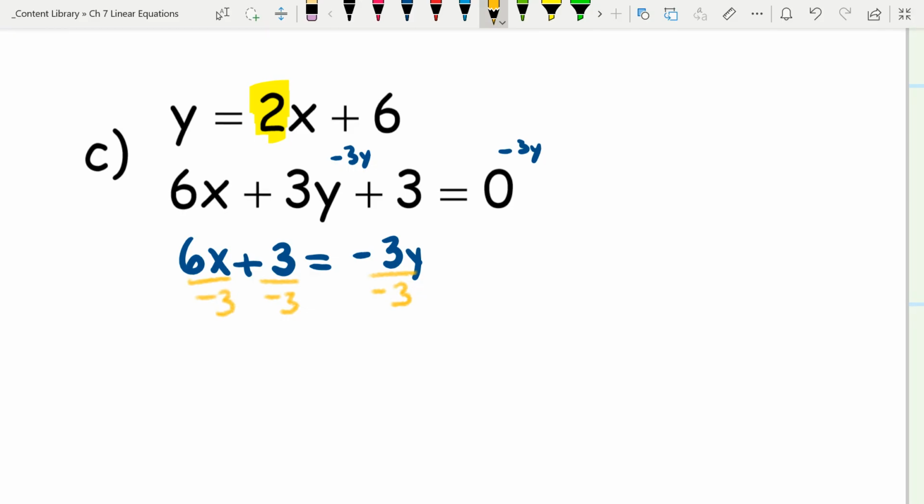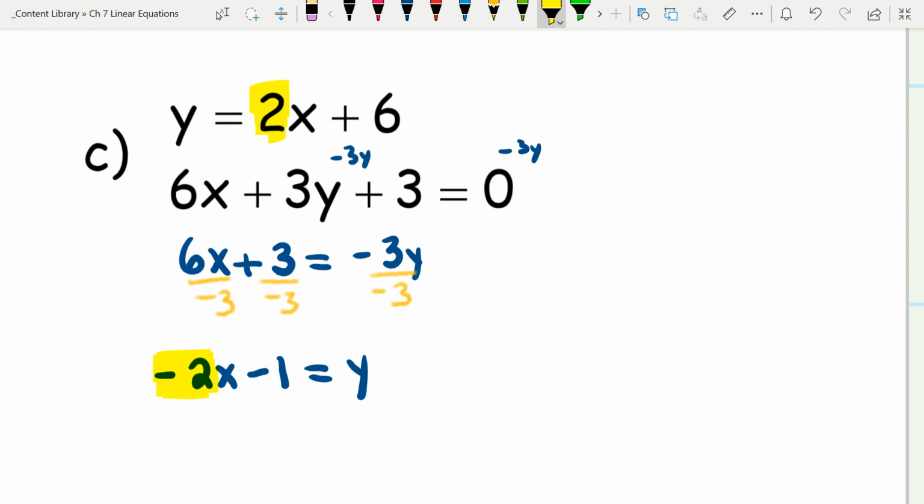Please make sure you always simplify before you talk about your slopes. So 6 over negative 3 is negative 2. So we have negative 2x plus 3 minus 3, not that I care about the y-intercepts, but minus 1 equals y. Now we can compare the slopes.